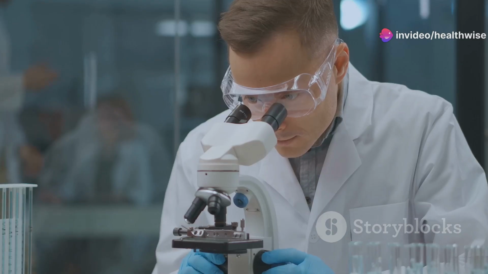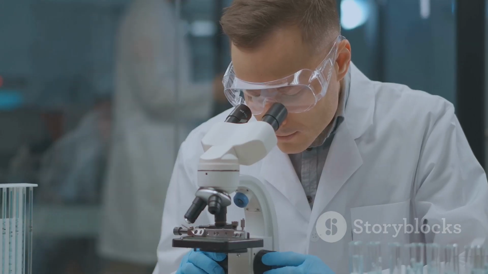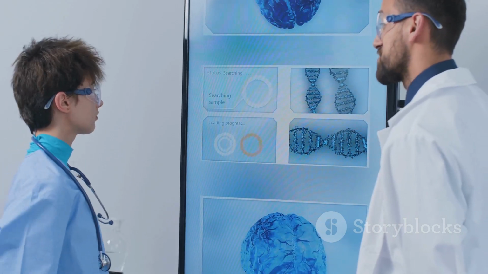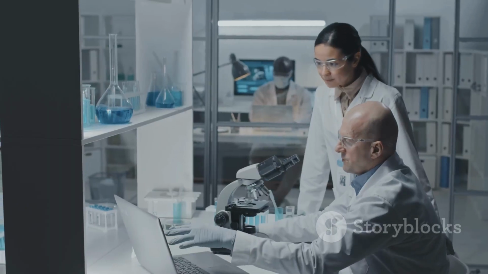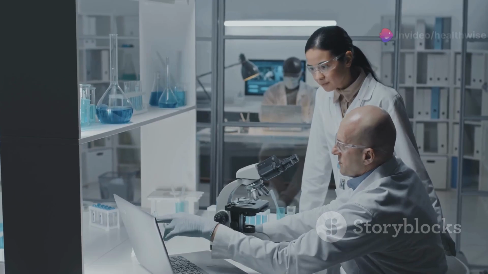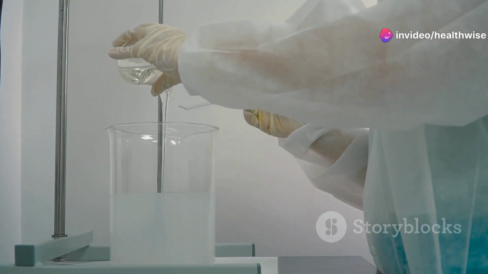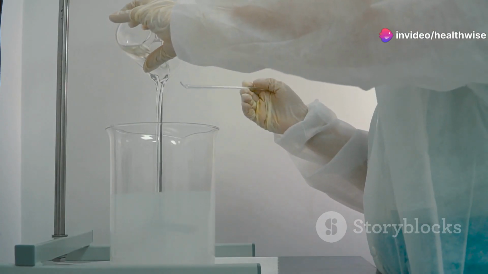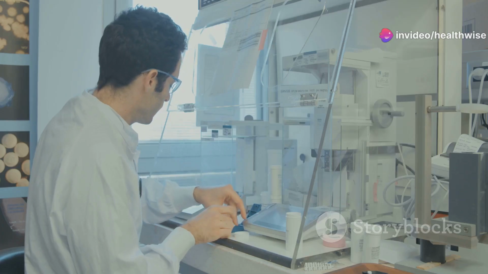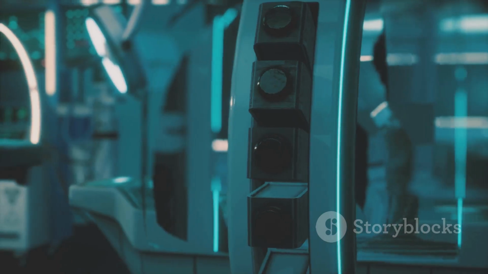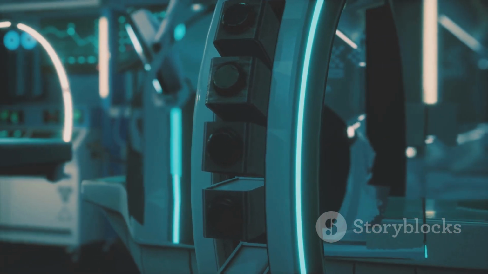In infectious diseases, molecular techniques identify pathogens. This helps doctors choose the right treatment. These techniques are also used to track the spread of outbreaks. Molecular techniques are also essential in drug discovery and development. They help us understand how drugs interact with our bodies. This leads to safer and more effective treatments.